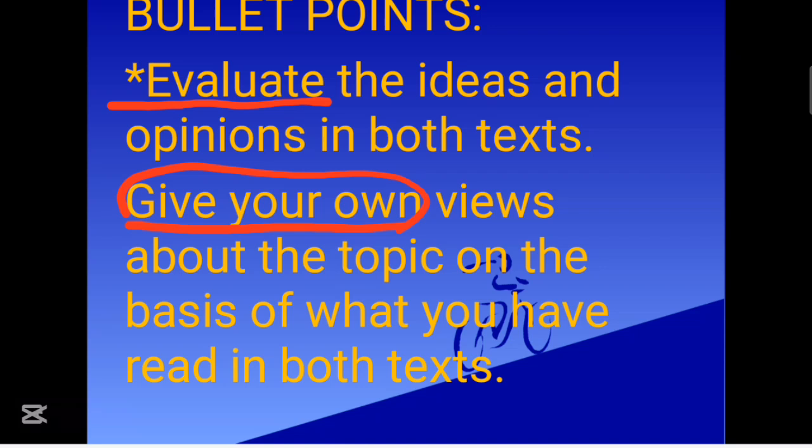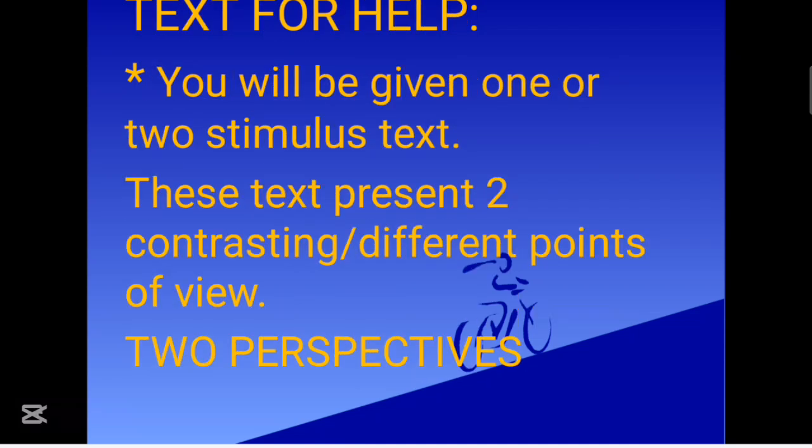So you need to evaluate both texts that you have been given, and then you will have to come up with your own ideas based on whatever you have read in the text. This is not something that you can write out of that text. You have to comment on, or evaluate, the ideas given in the text. Now these are the texts. You will be given one or two stimulus texts.